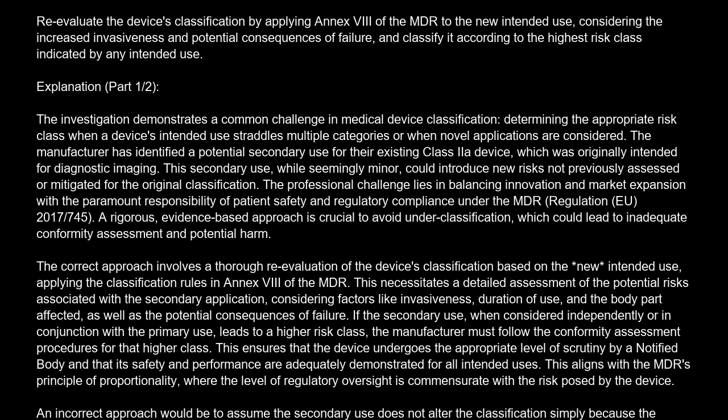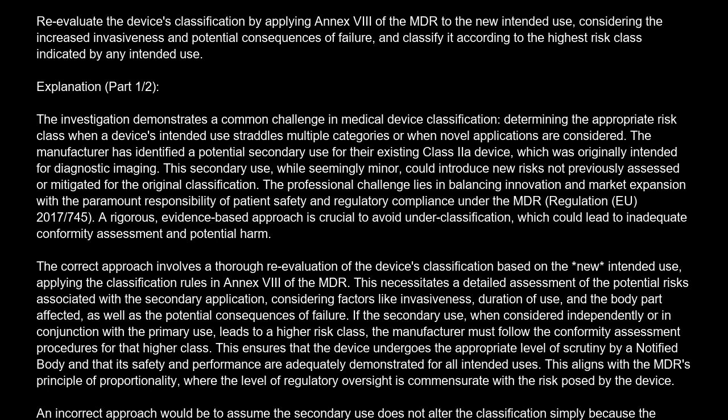The manufacturer has identified a potential secondary use for their existing Class IA device, which was originally intended for diagnostic imaging. This secondary use, while seemingly minor, could introduce new risks not previously assessed or mitigated for the original classification. The professional challenge lies in balancing innovation and market expansion with the paramount responsibility of patient safety and regulatory compliance under the MDR regulation, EU 2017/745. A rigorous, evidence-based approach is crucial to avoid underclassification, which could lead to inadequate conformity assessment and potential harm.